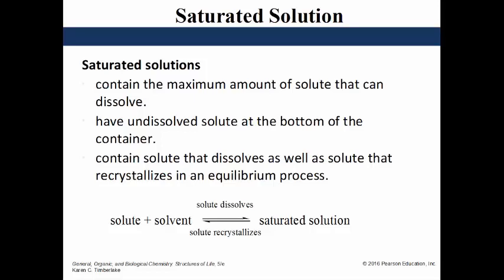So this is how that would look in an equation. Solute plus a solvent. It completely dissolves, so you get a saturated solution, but some of it may recrystallize to go back to here and then go back and forth. This is a reversible reaction. That's why you have the double arrows here.